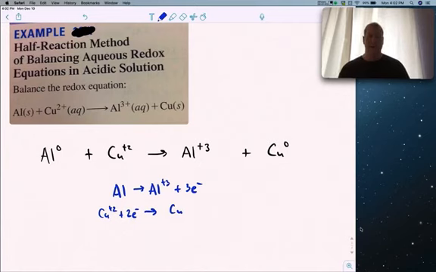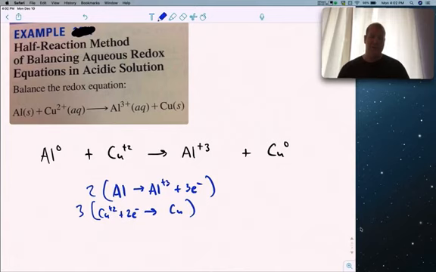So this shows us where the electrons are going. And we have 3 and 2. So what you do then is you balance them with the lowest common denominator. 2 and 3 are both prime numbers, so you have to multiply them. So it's going to be 2 of this and 3 of this. And you do that because the aluminum is going to generate 6 electrons. So 2 aluminums will generate 6 electrons, and 3 coppers will consume 6 electrons.